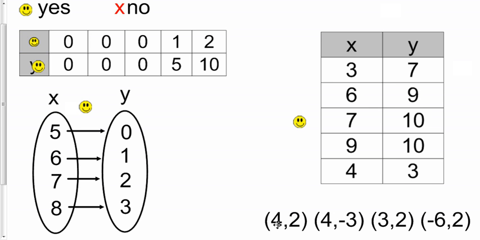Let's compare our x's. 4, 4, well, that repeated. This 4 got me a 2. This input got me an output of 2. This input got me an output of -3. Sorry, it's got to get the same output every single time. This one is not a function.